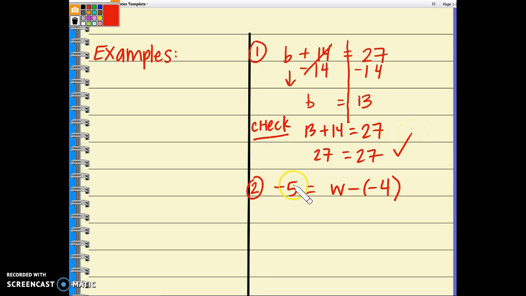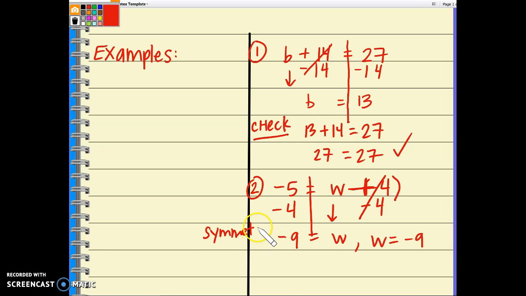Alright, number 2. Negative 5 equals w minus negative 4. First up, we'll make the big plus. Get rid of a positive 4 by subtracting 4 from both sides. This cancels out. Bring down w. Negative 5 minus 4 gives you negative 9. We could rewrite that as w equals negative 9 because of the symmetric property.